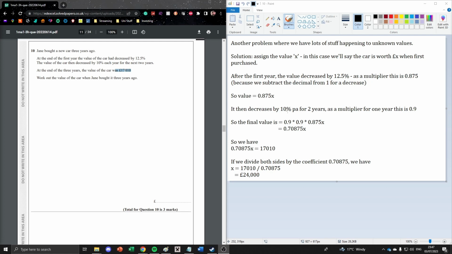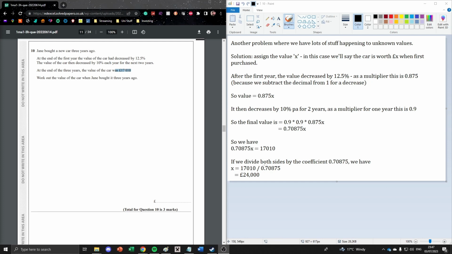It then decreases by 10% per annum for 2 years. And as a multiplier, this is going to be 0.9 per year. Obviously, we follow the same logic as previously. So the final value is going to be 0.875x, that's after the first year, times 0.9, that's after the second year, times 0.9, that's after the third year. So that's 0.70875x. So we can say that 0.70875x, that's our value after 3 years, is equal to 17,010. That's what we've been given as the value of the car after 3 years.